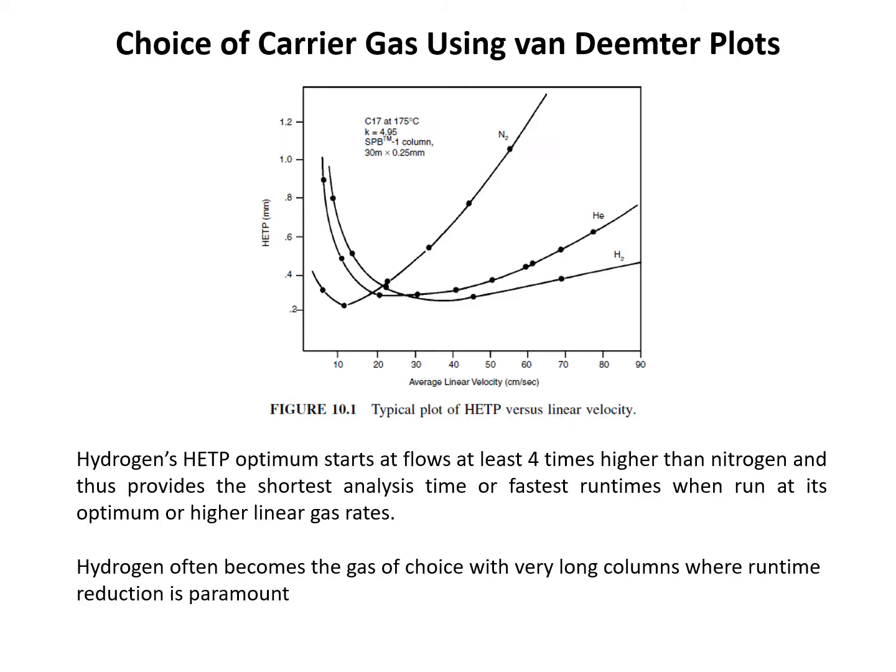So basically class, hydrogen's HETP optimum starts at a flow at least 4 times higher than nitrogen, and thus it provides the shortest analysis time, or the fastest run time, when we run at its optimum or higher linear gas rate. So hydrogen usually becomes the gas of choice with a very long column, where runtime reduction is paramount.